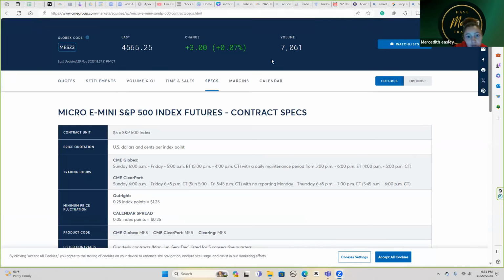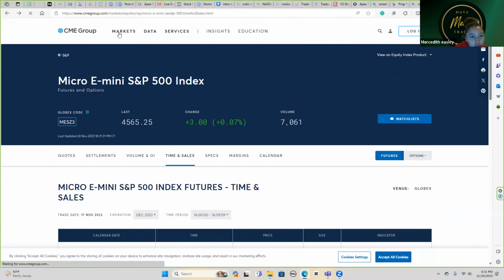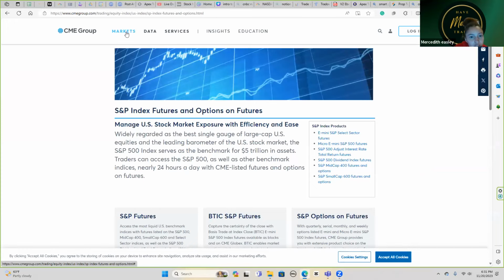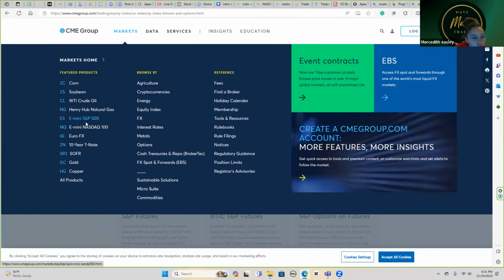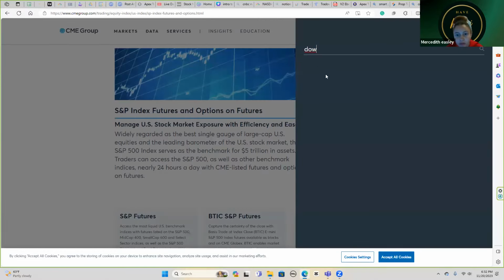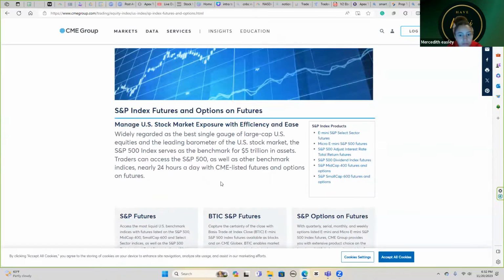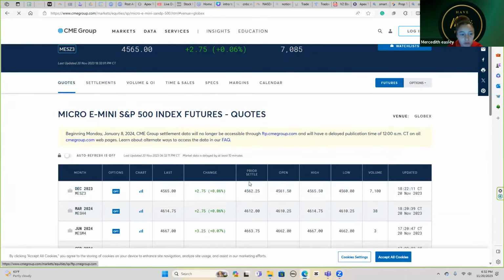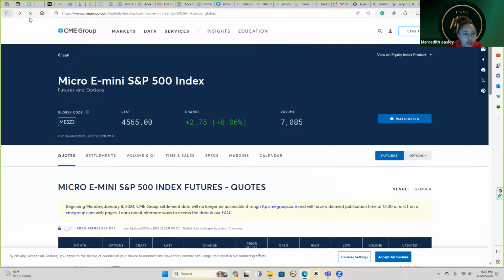Does US 30 have a contracts futures? Of course. It is the Dow Jones, right? There's so many things you could trade with futures. So that is the Dow. So you would just go to the Dow. Or this right here. Let me just go back to indices. But yeah, this is where you would pretty much look up what you're trying to trade, right?